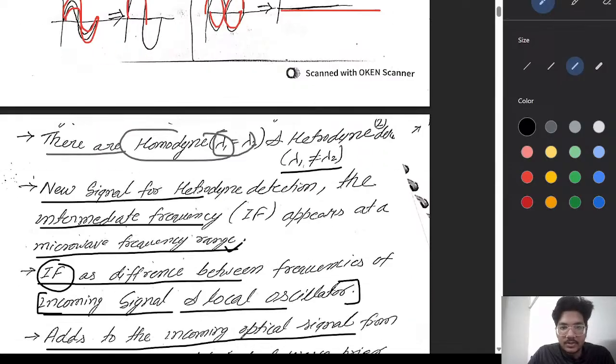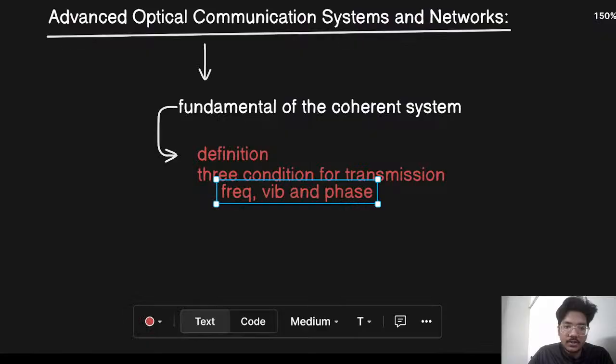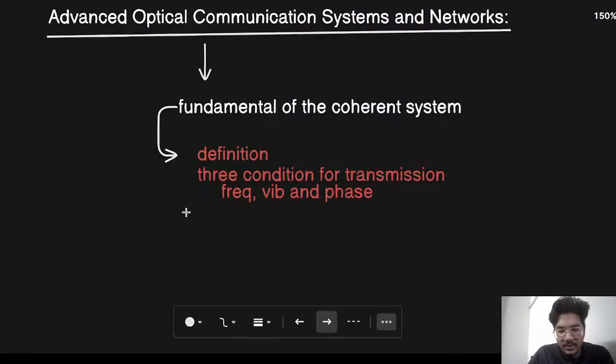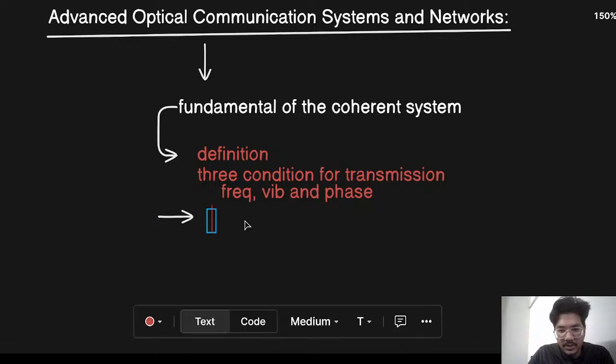After that, we have studied two types of detection: what is homodyne and what is heterodyne.